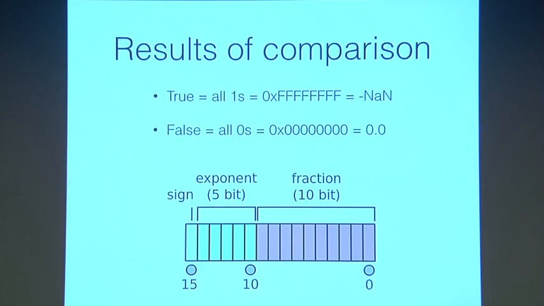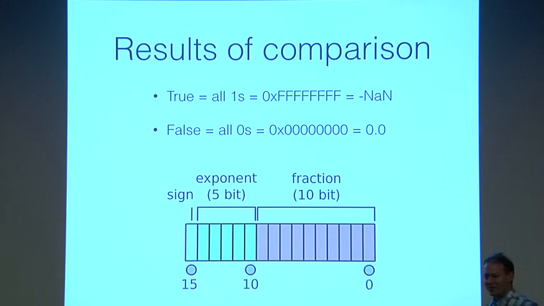How do you use the comparisons? The results of the comparisons are, again, you've compared 8 values to 8 values. You need to store 8 values worth of results. True is all ones across however many bits you have, 32, 16, 64, which happens to be negative NaN.